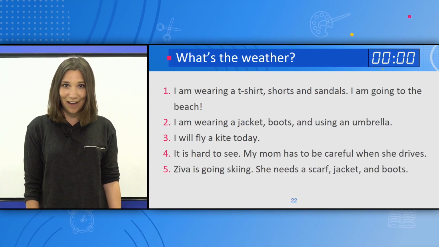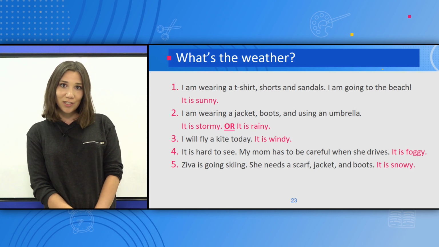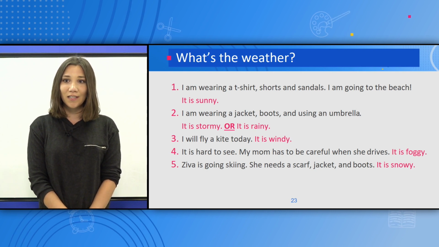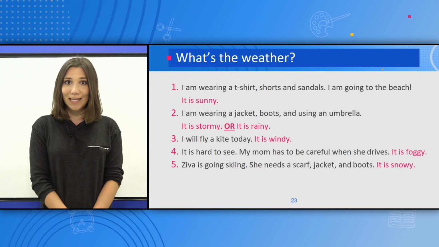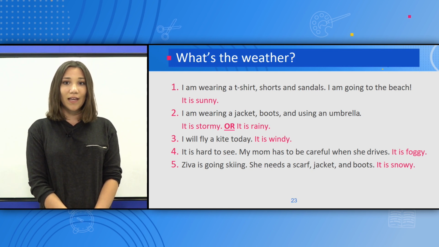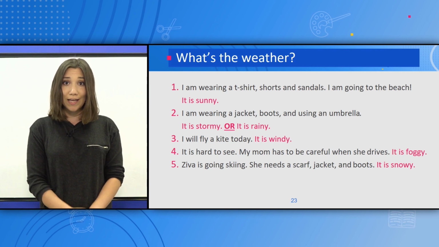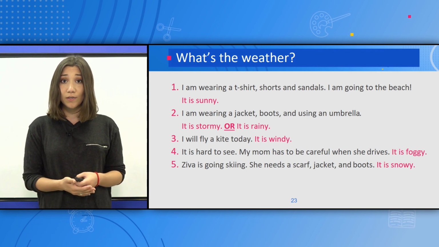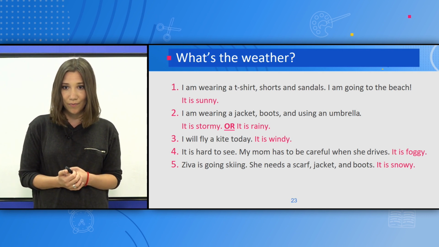Okay, let's see how you did. So number 1 was, I am wearing a t-shirt, shorts, and sandals. I am going to the beach. And the weather, we would say it is sunny. Number 2, I am wearing a jacket, boots, and using an umbrella. You could write, it is stormy, or you could say it is rainy. You use those things for both types of weather.